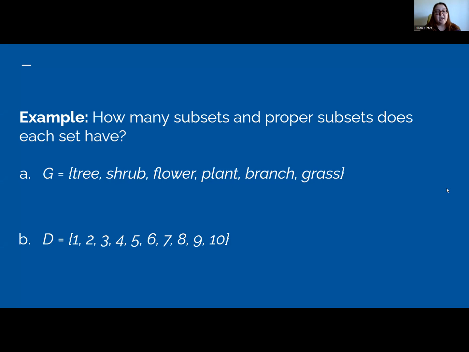So for example, how many subsets and proper subsets does each set have? Part A, we have the set G. G is the set tree, shrub, flower, plant, branch, grass. So it's got quite a few elements in there. We can count those up. Tree, shrub, flower, plant, branch, grass. That's 6 elements. So if we want to know how many subsets it would have, that would be 2 to the power of 6.